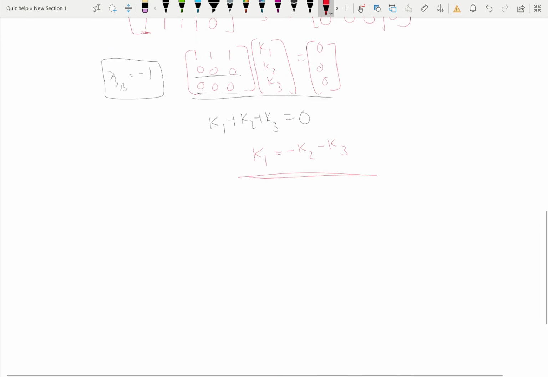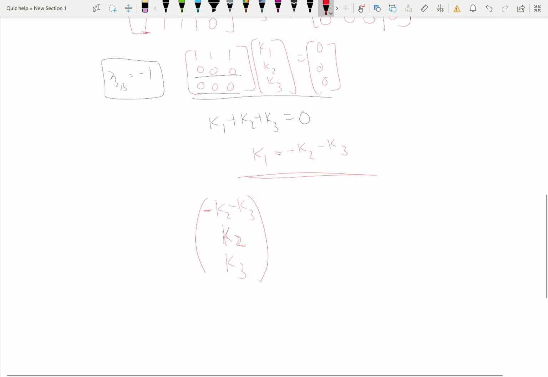So just choose K3 is 1. Then what is K2? What is K1? You don't get that. So let me write down what I do. So really, we cannot choose just K3. We have to choose K2 as well. K1 is actually, the only relation is negative K2 minus K3.